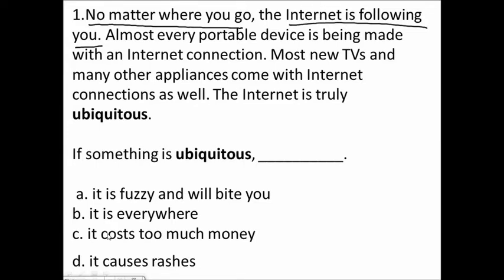The next clue I want to underline is the word portable. And then it says every portable device is being made with an internet connection. That means even the things that are portable, the things that I can take with me, have internet. So I literally cannot escape this internet. So it's got to be something that I can't escape and it's all around me. And then I have a third clue that talks about other appliances coming with internet. So no matter where I go, where I am, I can take the internet with me and it's always around me.